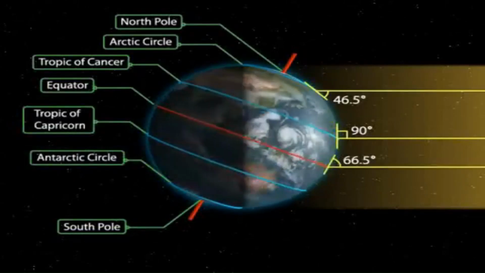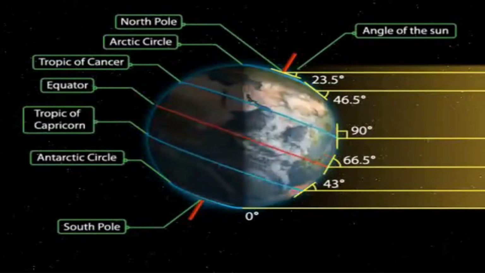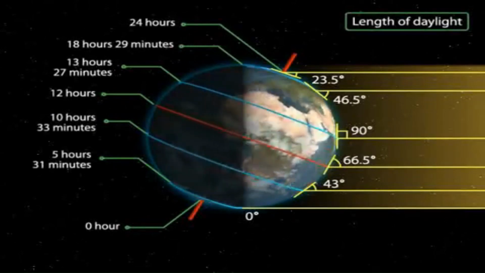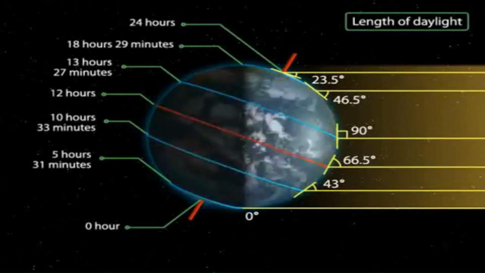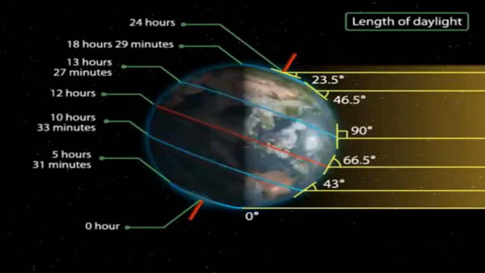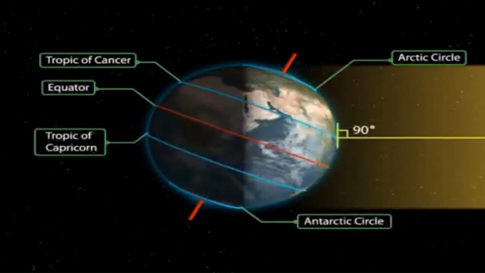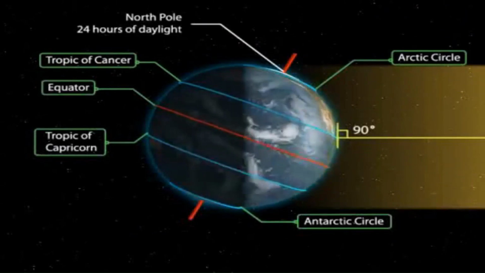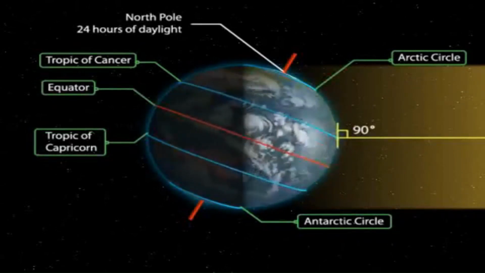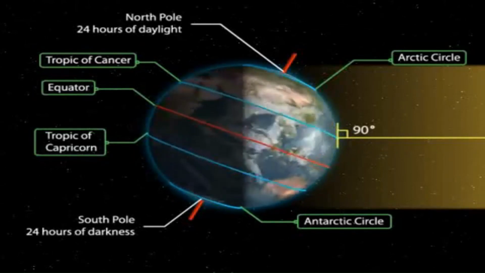The angle of the sun decreases towards the poles. On this day, the length of daytime of the northern hemisphere is the longest in the year, while that of the southern hemisphere is the shortest in the year. Besides, there are 24 hours of daylight at the Arctic Circle and 24 hours of darkness at the Antarctic Circle.